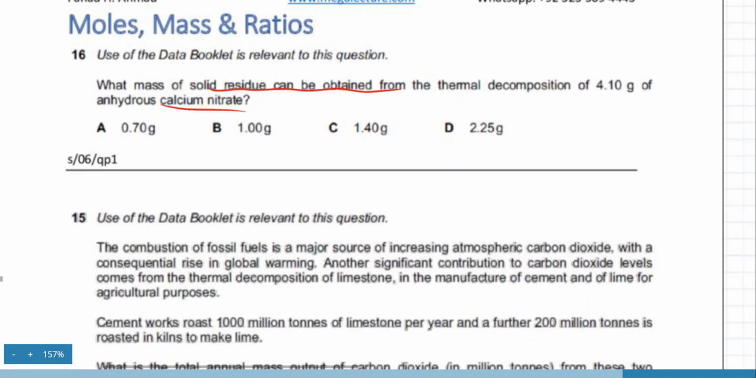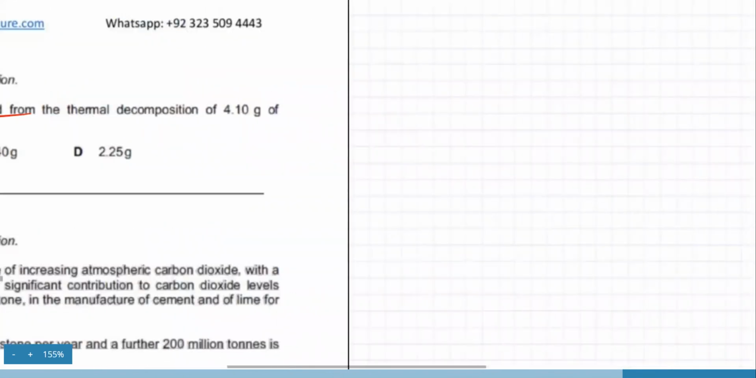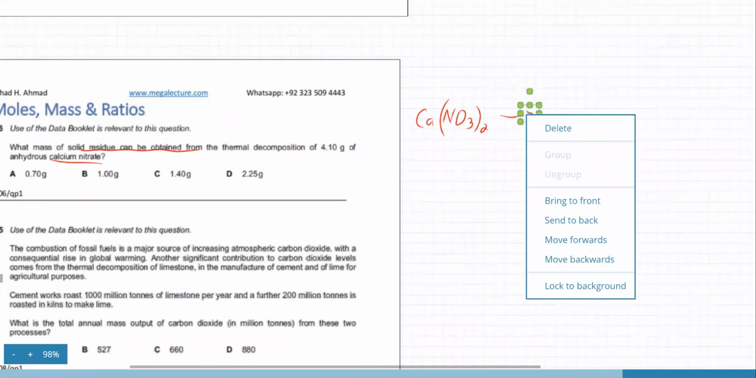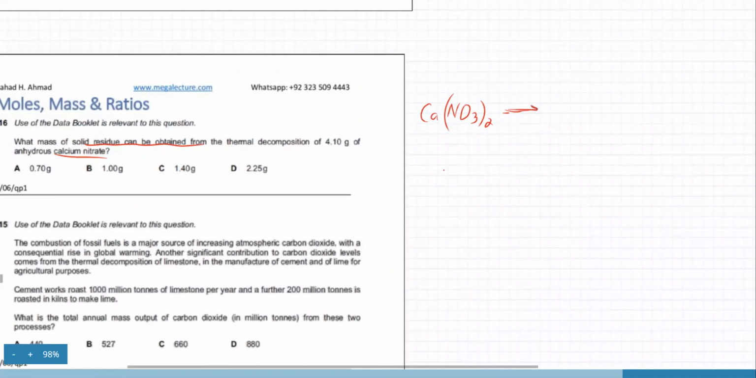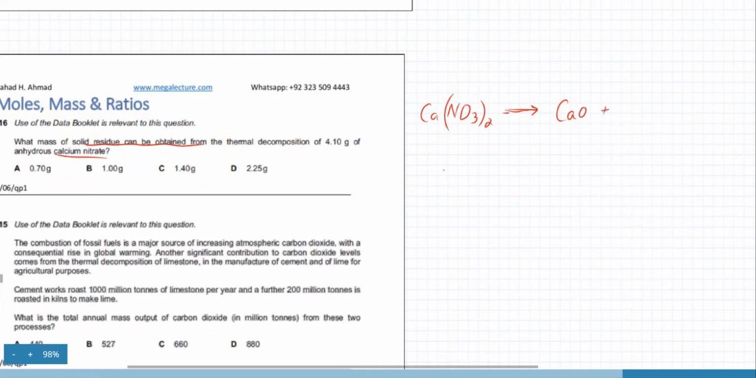Do you know what the equation for calcium nitrate decomposition is? No. Now, if you have calcium nitrate, remember all nitrates, and since group 2 nitrates are in your syllabus, remember all nitrates are going to decompose in the same way. They're going to produce three things. One of them is calcium oxide, a metal oxide. The other one is NO2. And the third thing is that they're going to produce oxygen gas.